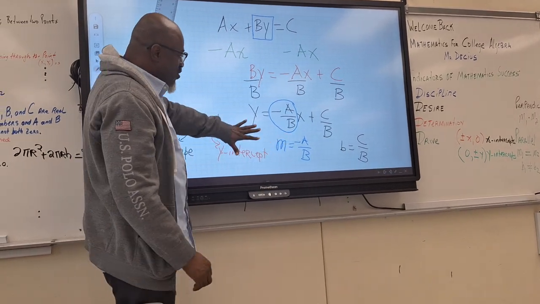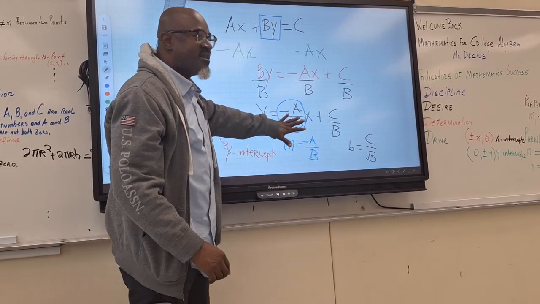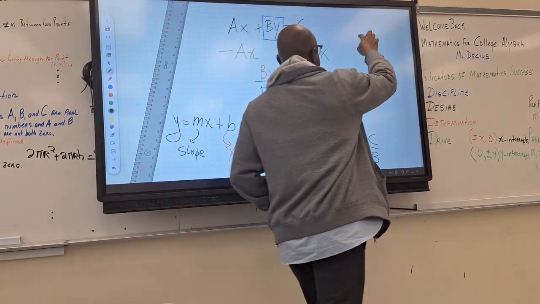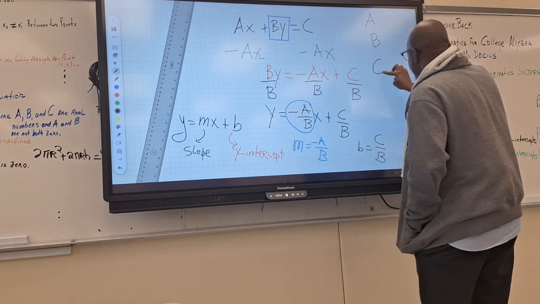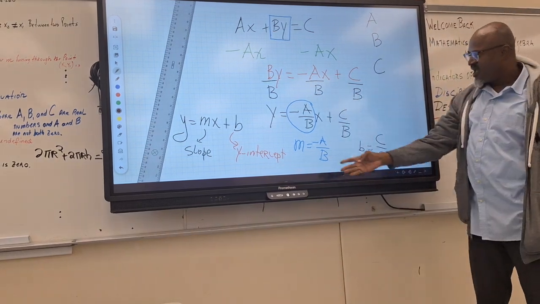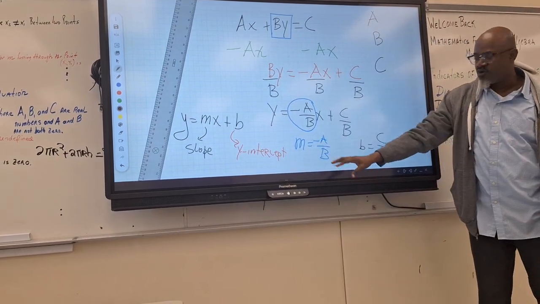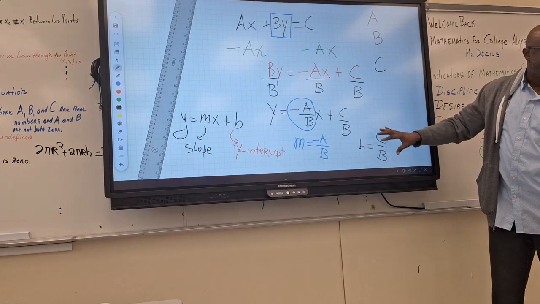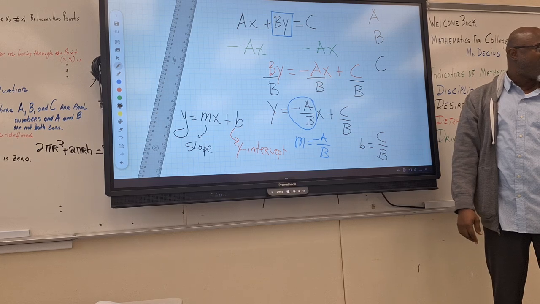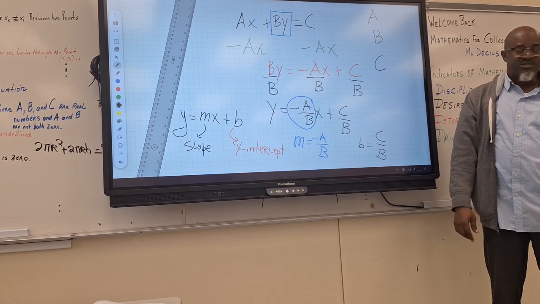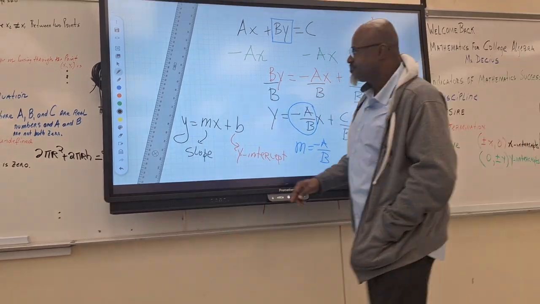Right? If you identify your equation in standard form, you don't have to do anything. Just identify the coefficient of A, the coefficient of B, and the coefficient of C, and use this formula. That is your slope. This is your formula. That is your B. Then you can write your equation in slope-intercept form. Does that make sense? So example.